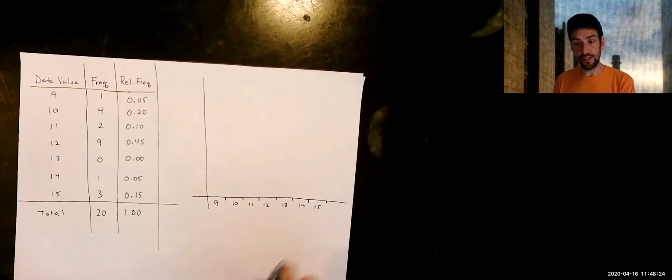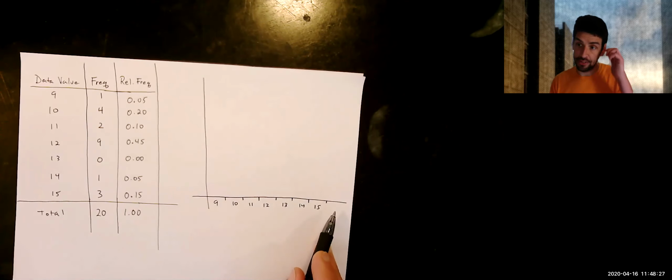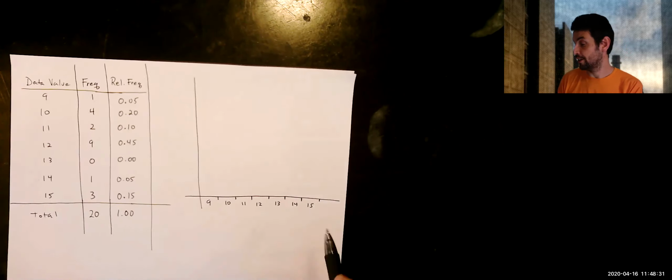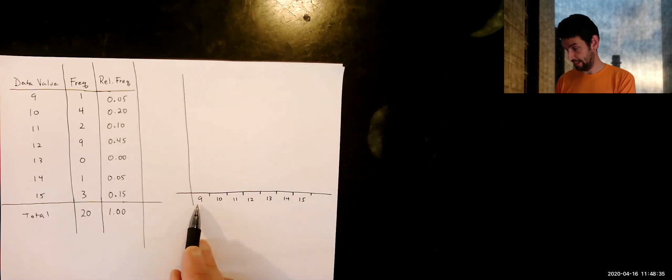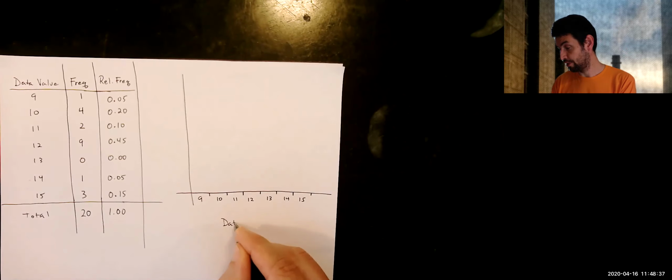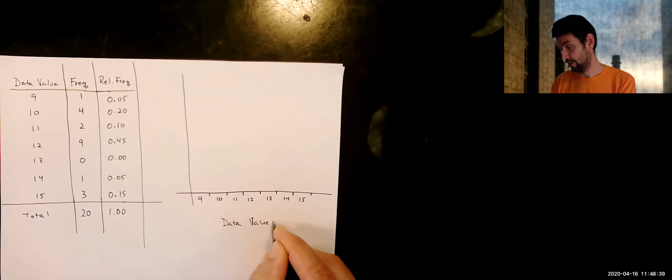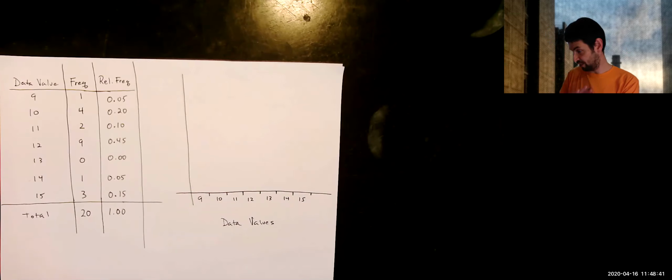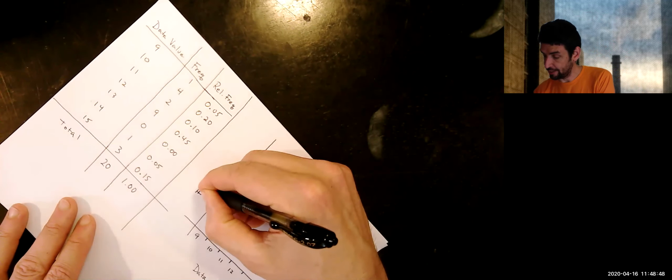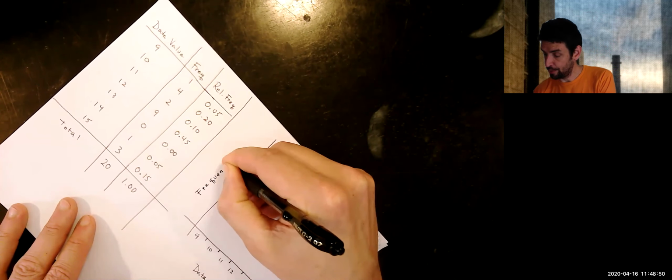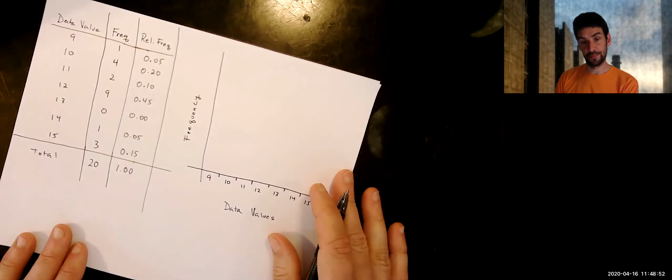So I've begun this histogram. It's a kind of graph to represent the idea of this table visually. I've listed the data values across the horizontal axis. And this is always what we're going to do, data values across the horizontal axis. And then across the vertical axis, I'm going to represent the frequency.